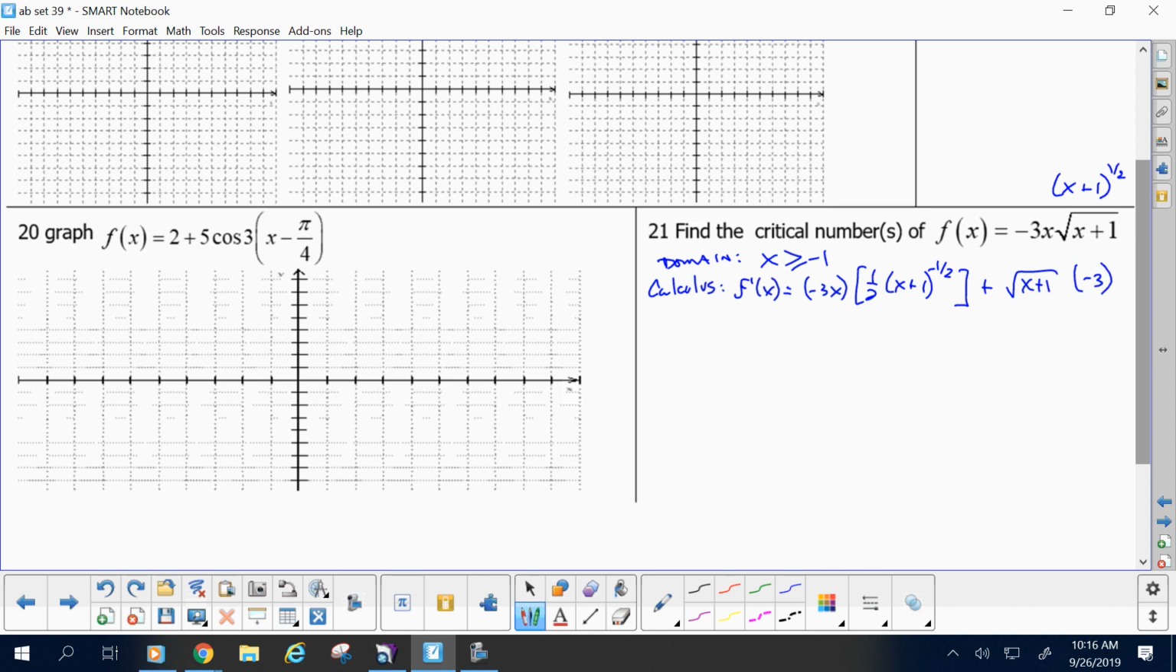Okay, now here's the hard part by far: the algebra. So if I were to clean this up, it looks like that.